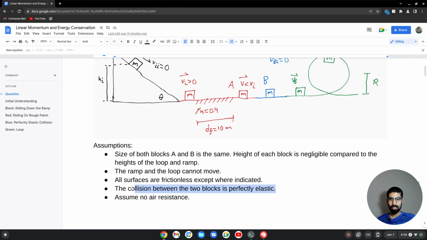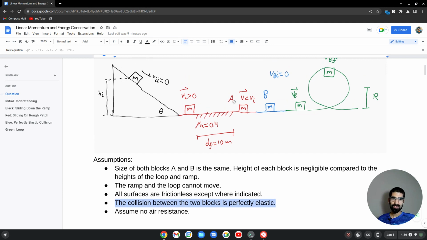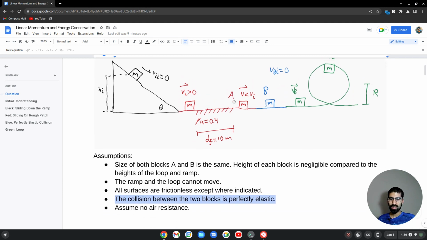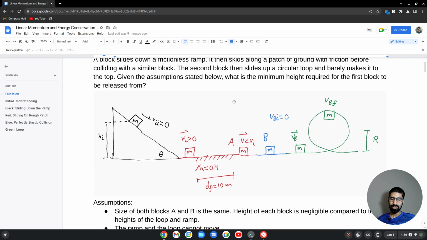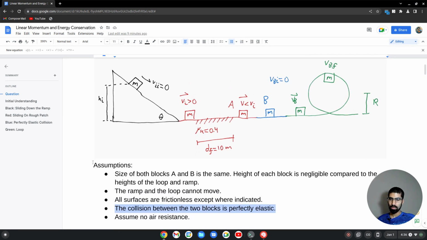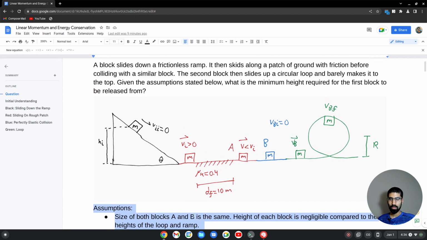And of course, we have the biggest assumption. We need to assume that the collision is perfectly elastic, because that's kind of the only thing we know how to deal with, otherwise we'd be pretty stuck. So we have to take all of these assumptions of the problem into consideration.